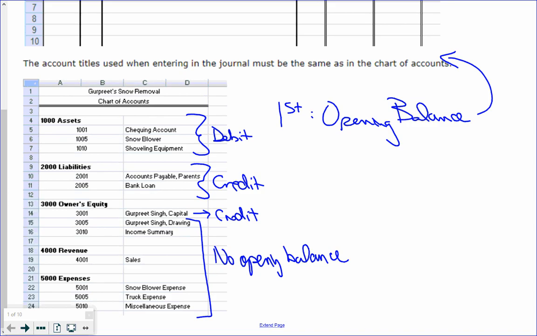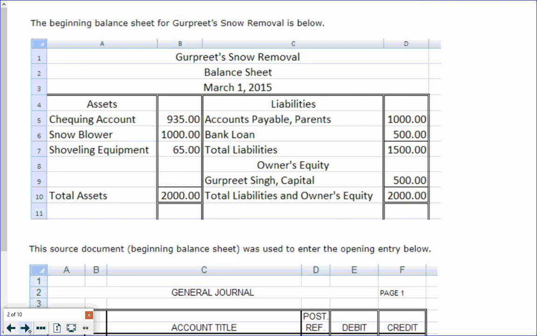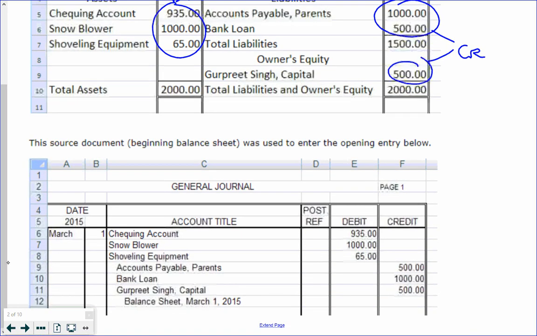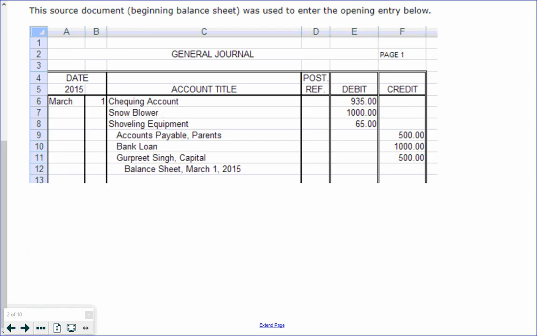So in our last module, I taught you how to open up a general journal with the opening balances. So this first part you've already seen before. So here's our balance sheet. Again, all of these are going to be debit. These and this are going to be credit. So this is the way it looks. We did this in our last unit, but just to remind you.